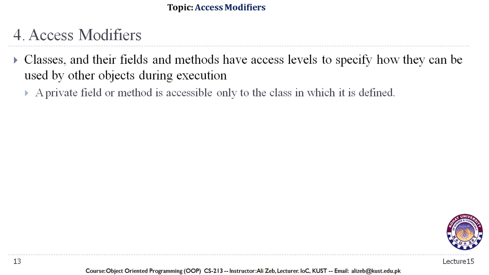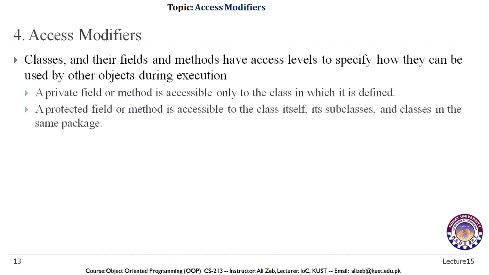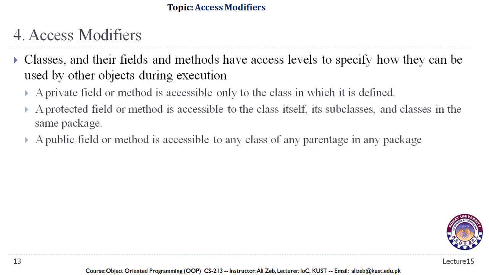A private field or method is accessible only to the class in which it is defined. A protected field or method is accessible to the class itself, its subclasses, and classes in the same package. You need to remember that if you declare a field or a method as protected, it can be accessed, of course, within the class, by the subclasses and by the classes in the same package. A public field or method is accessible to any class of any parentage in any package.